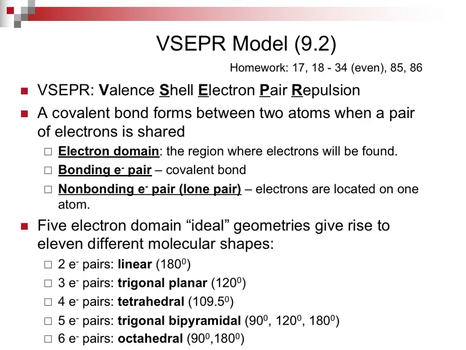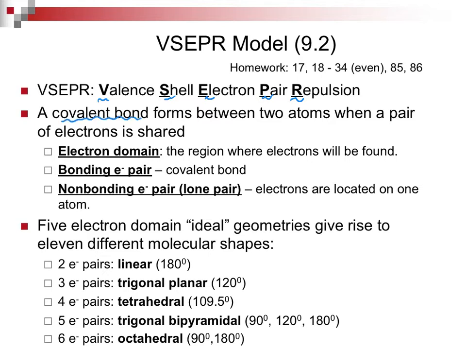Like the first section of this chapter, this one is totally informational. It is describing to you the VSEPR model. That stands for valence shell electron pair repulsion. And what does that mean in English? Well, that's what we're going to try to explain to you right now.